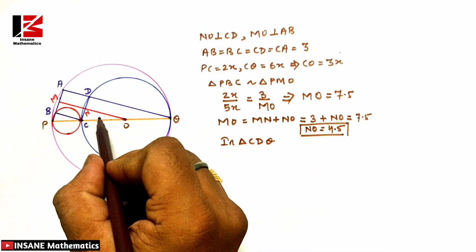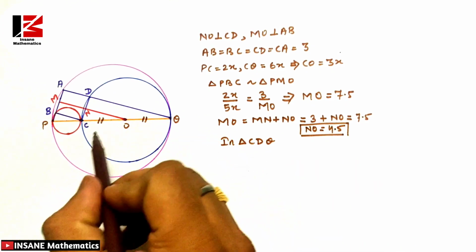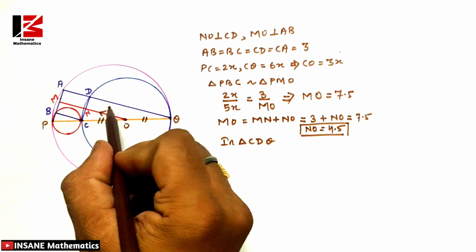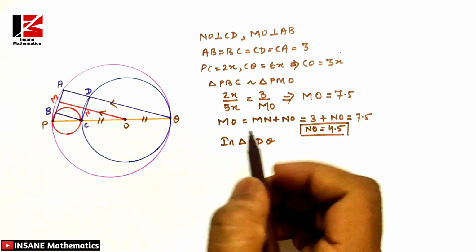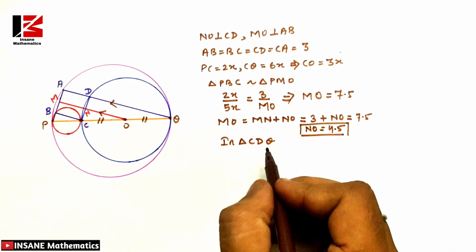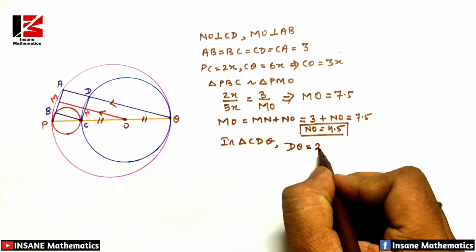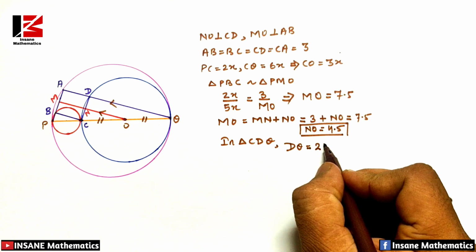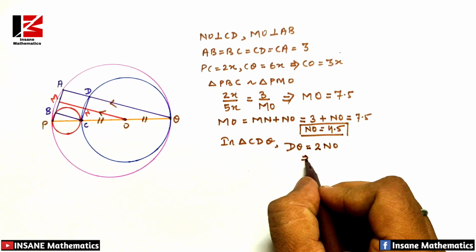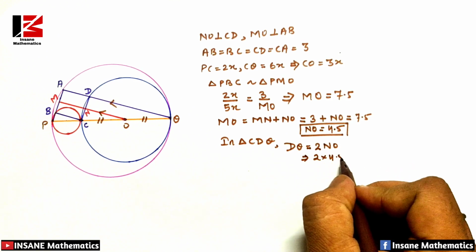Now in the triangle CDQ, we can see CO is equal to OQ and NO is parallel to DQ. Therefore we can write DQ is equal to twice of NO, hence DQ will be 9 unit.